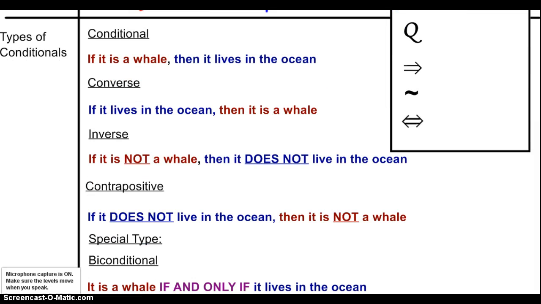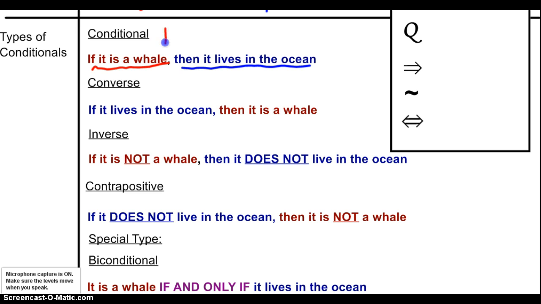We have four basic kinds of conditional statements. The regular conditional, a converse, an inverse, and a contrapositive. Okay? Let's talk about what those mean. A conditional statement is just what we were talking about before. We've got hypothesis, like if it's a whale, and our conclusion, then it lives in the ocean. Okay? And we can write a little shorthand for that.